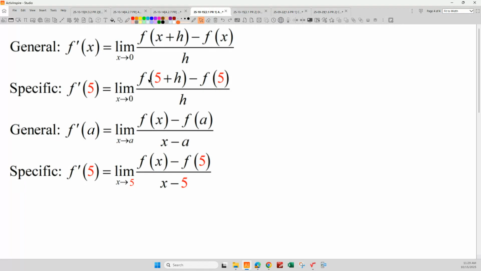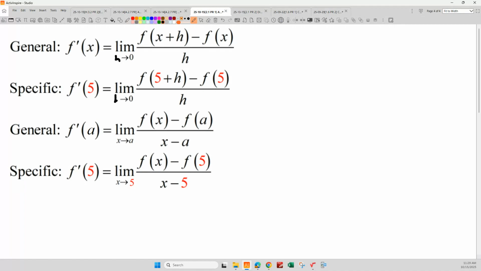So we had, this should have been an h, right? And this would have been the general form of the derivative. This would have been a specific value if I'm plugging in 5 for x. I'm actually trying to calculate f prime of 5. And here it would have been if I'm using the alternate form of the difference quotient.